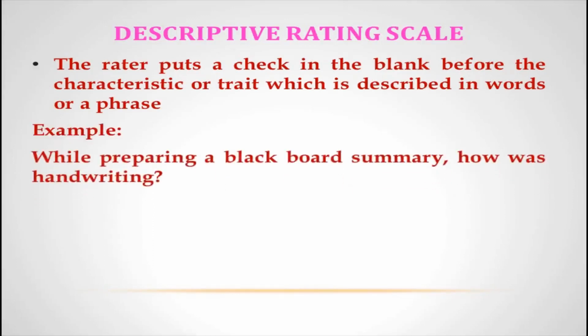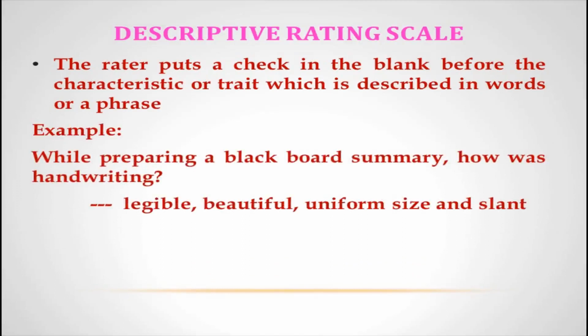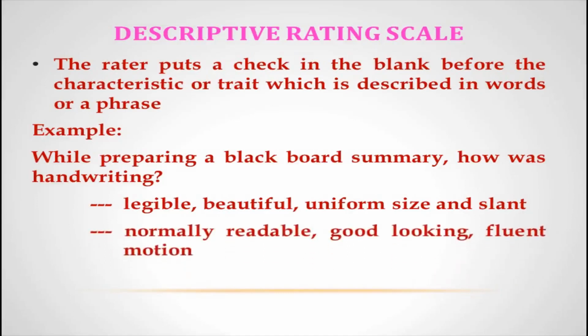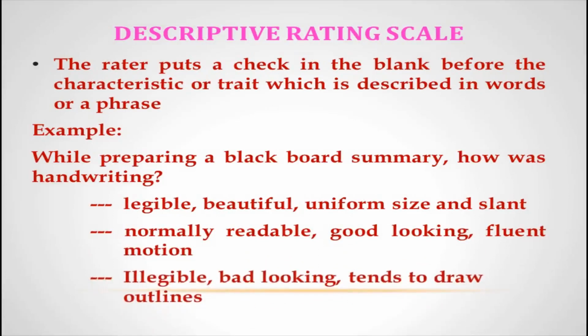For example, while preparing a blackboard summary, how was handwriting? So the descriptions are legible, beautiful, uniform size and slant, normally readable, good looking, fluent motion, and illegible, bad looking, tends to draw outlines. These are the 3 descriptions. So according to the opinion of the rater, he has to put a check on the description.